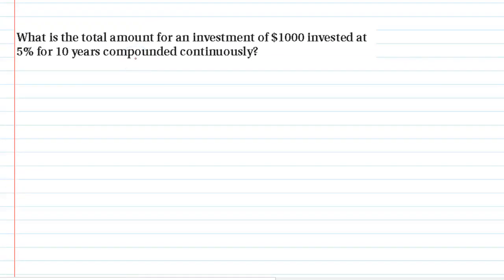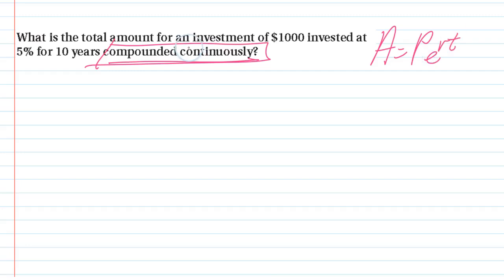All right, now some application problems. They say, what is the total amount for an investment of $1,000 at 5% for 10 years, compounded continuously? Now this is the most important part at the beginning because it tells you which equation to use. So we know that we're going to use Pert. Now they want the total amount invested, which is your final amount. So remember, the A is your final amount. So we're left with A is equal to, they told us an initial amount of $1,000, and that's going to be our principal.